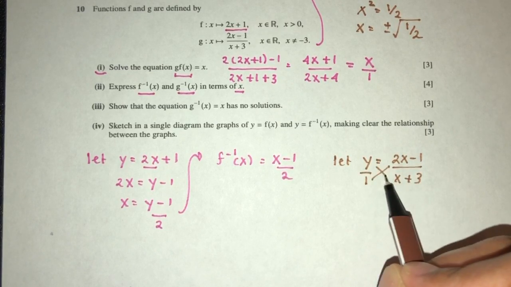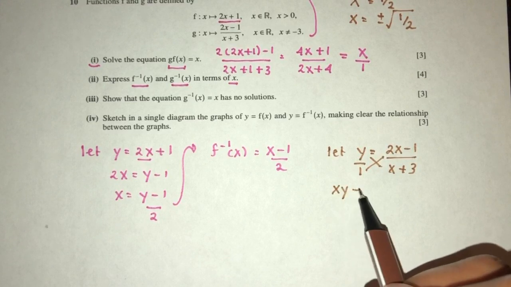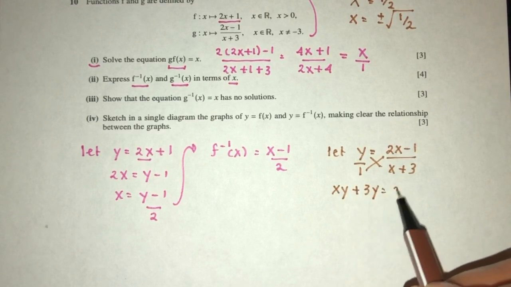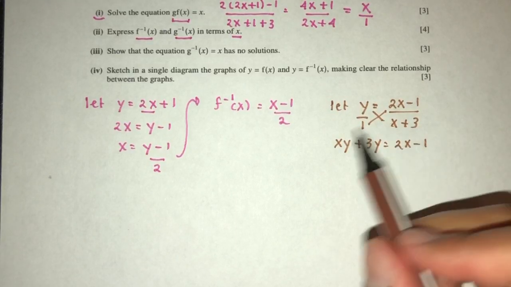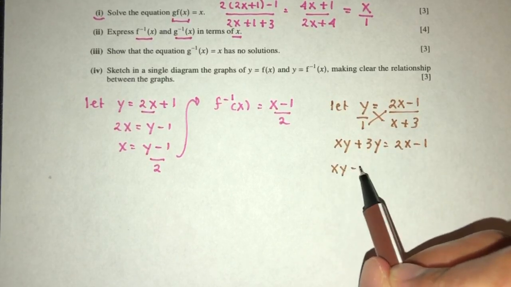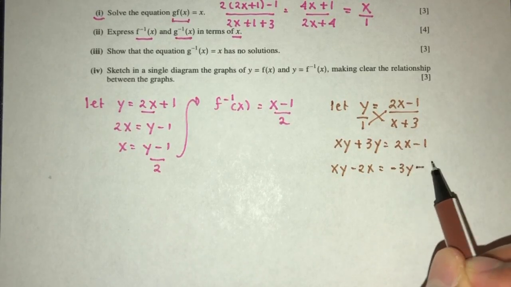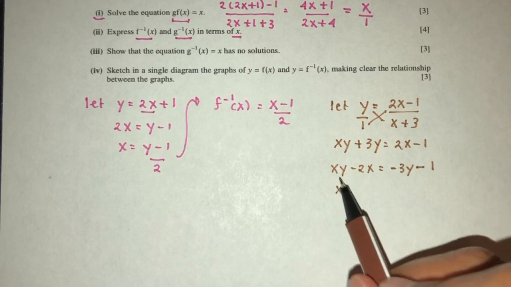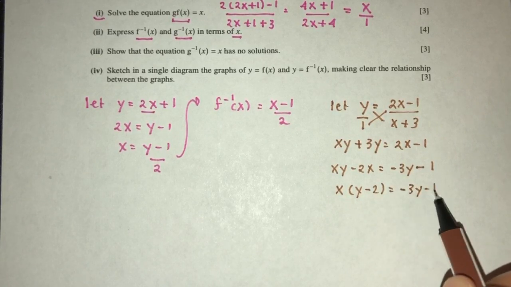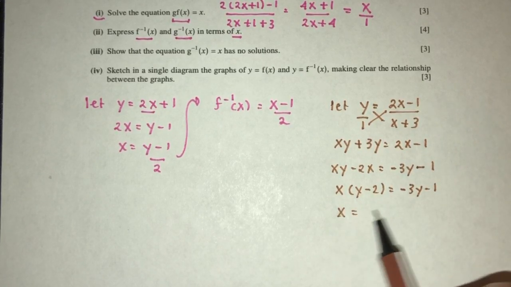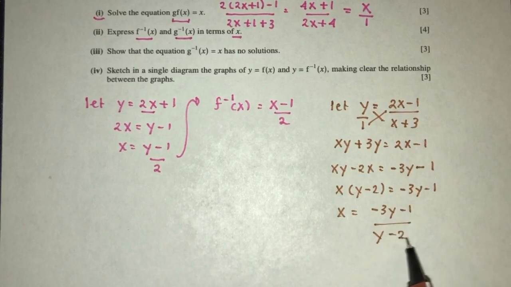Now we have to cross multiply because we're trying to make x the subject. That will be xy plus 3y is equal to 2x minus 1. Now we have to send x to one side. You will have xy minus 2x is equal to minus 3y minus 1. So factorize x outside, you will have y minus 2. Now we have x is equal to minus 3y minus 1 over the value of y minus 2.